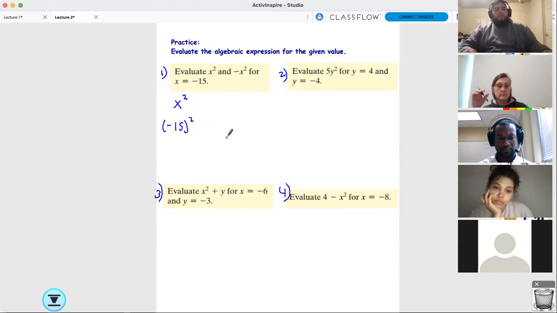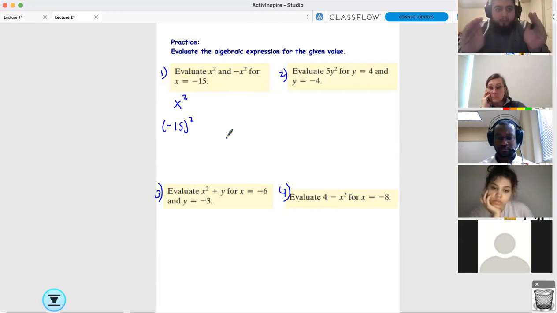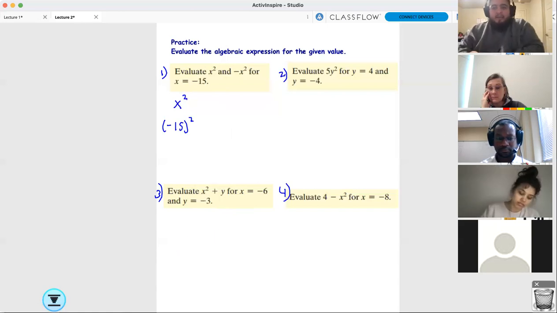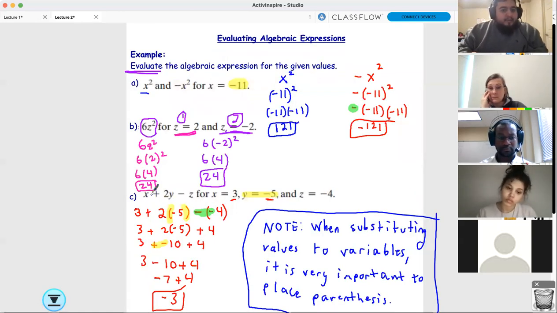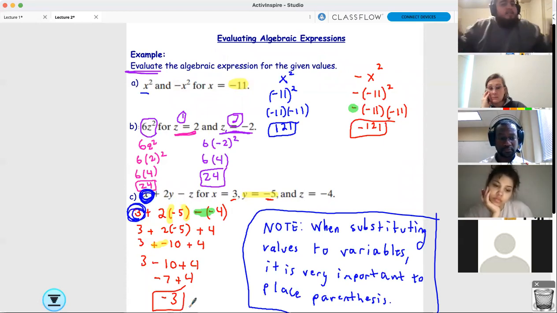Okay, so my judgment call is if there's something outside of the letter, like a square, a 2 in front of the x, x over 4, if there's anything going around the x, use parentheses to avoid it messing up. Remember in the last example, x was by itself, and when you plug in 3, we put no parentheses around it because nothing's happening to the x. It's not being squared, it's not being multiplied by 2, so no parentheses are needed.